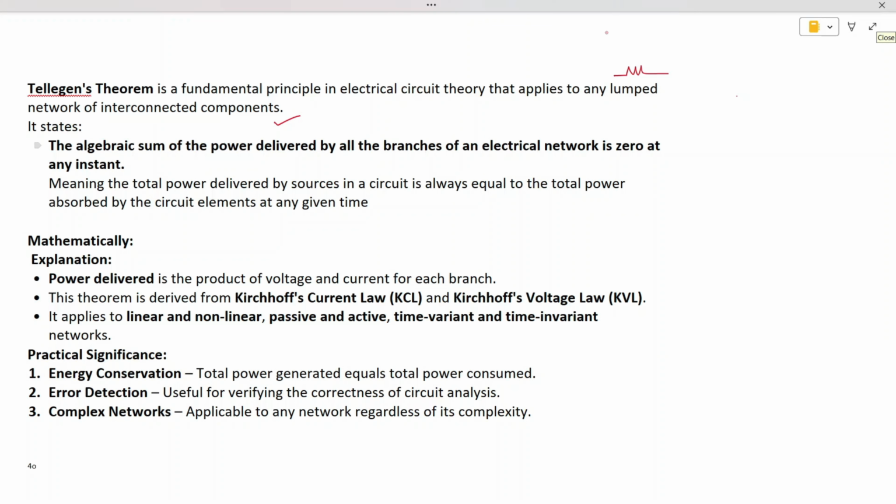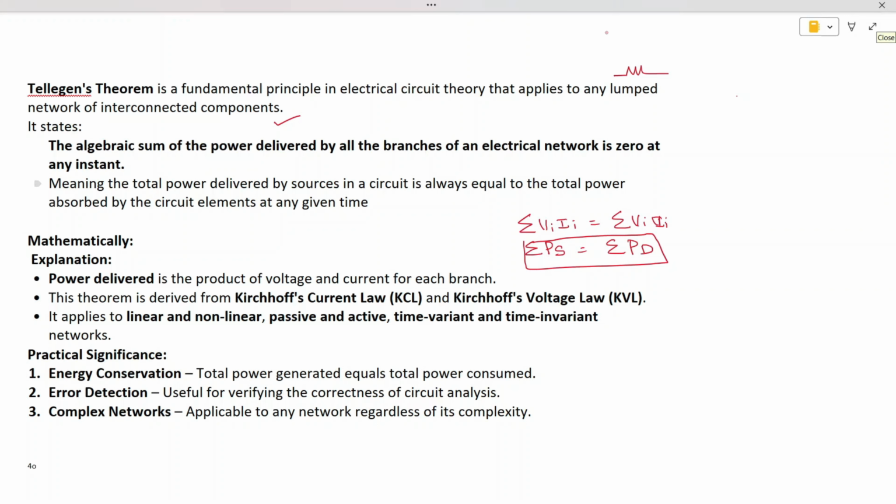So the statement of Tellegen's theorem is: the algebraic sum of powers delivered by the branches of an electrical network is zero. The product of voltage and current is called power, so it is the algebraic sum of voltage times current. This is the power delivered by the source, and this is the power delivered by the load. So the power delivered by the source is equal to the power absorbed by the elements.